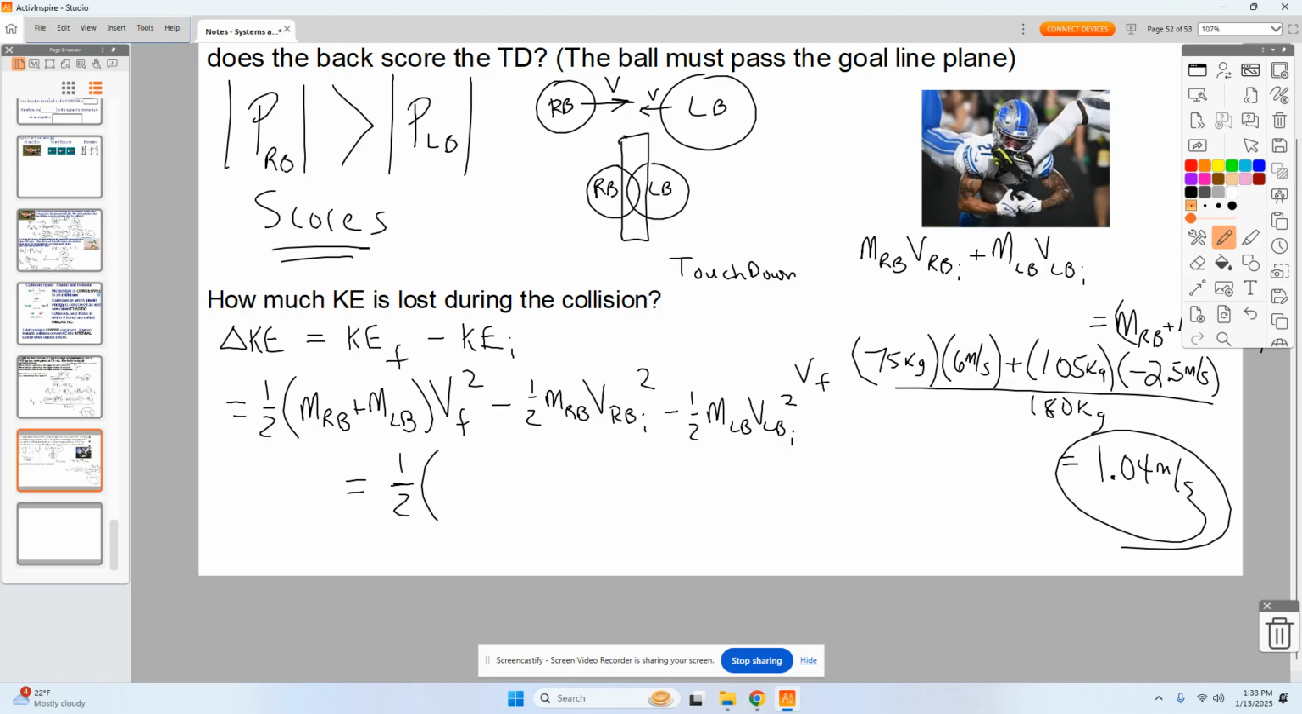Let's go ahead and put these numbers in. This is 180 kilograms. They're traveling afterwards at 1.04 meters per second. I have to square that. Subtract from that 1/2 of 75 multiplied by 6 squared. The running back had a lot of kinetic energy. He's moving at 6 meters per second. If I square that, that's going to be a pretty big number. And then I take away from that 1/2 the linebacker's. He was more massive, but traveling quite a bit slower, and so his kinetic energy was even less than the running back's. Let's just go ahead and plug these numbers in.